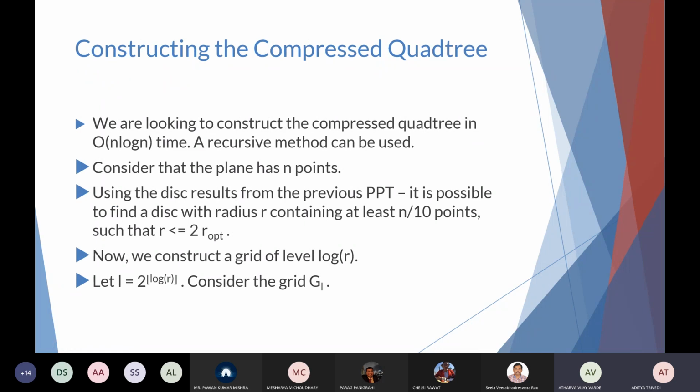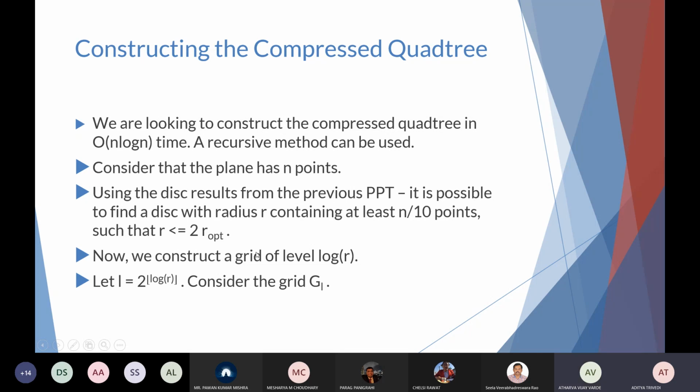But before we make the algorithm, we'll construct the compressed quadtree. We need O(n log n) time, so this means that we have to make a recursive solution. Consider that the plane has n points, and from yesterday's PPT by Pranav and others, it is possible to find a disk with radius r containing at least n by 10 points. Now this r will be found by an approximation algorithm, so it will be less than or equal to 2 times r optimal, where r optimal is the smallest possible disk containing at least n by 10 points.